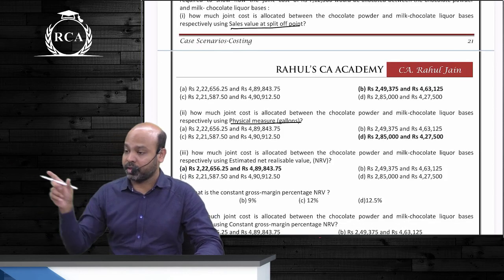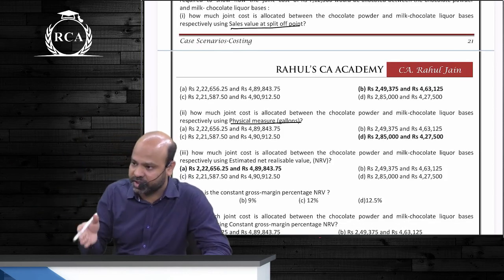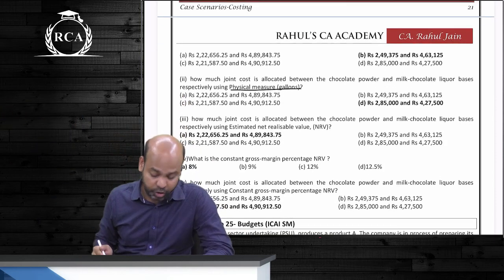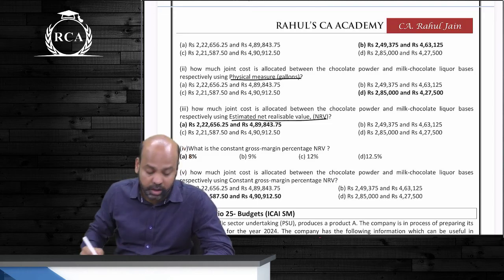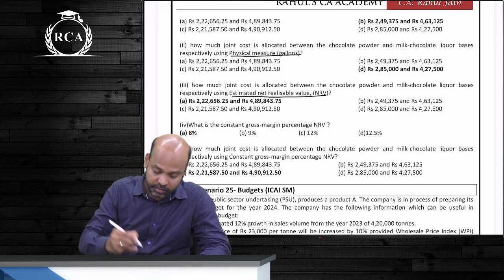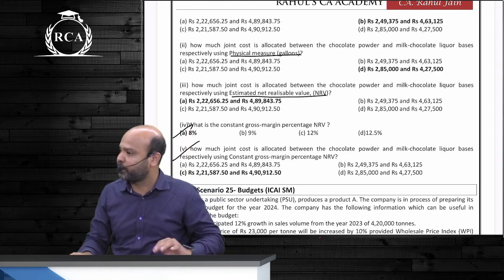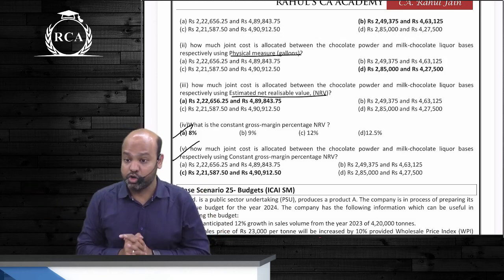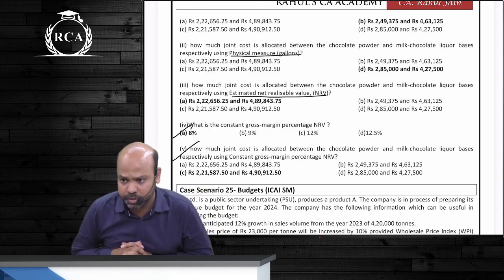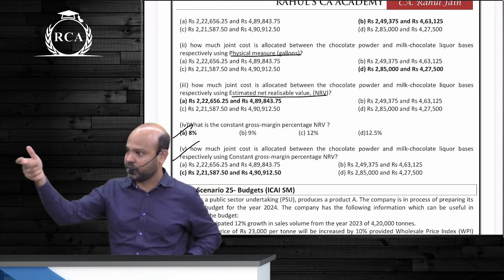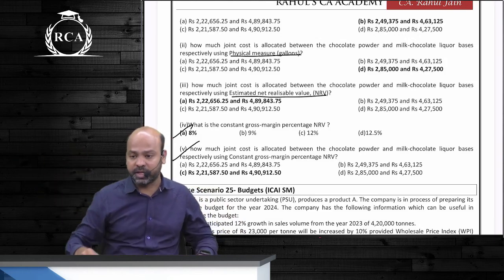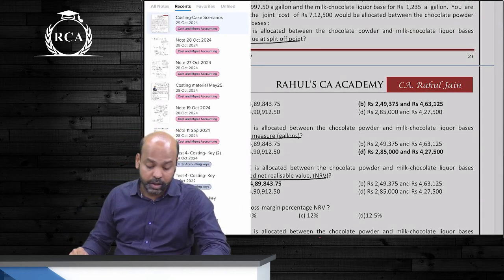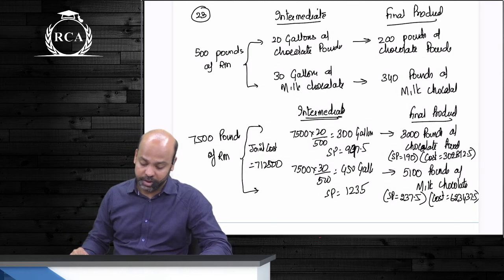Whenever physical output is given, beta, you should always take output at the intermediate stage. You should not take output after further processing. So you will divide in the ratio of output. Then on the basis of estimated NRV. One new thing that we are going to do is constant gross margin. I will teach that. Did you understand? Constant gross margin means every product should have the same gross profit ratio. I believe I spoke about this in the class, beta, while telling that there is a gross margin percentage also. But anyways, are we clear about this? Yes or no, beta? Copy this information.